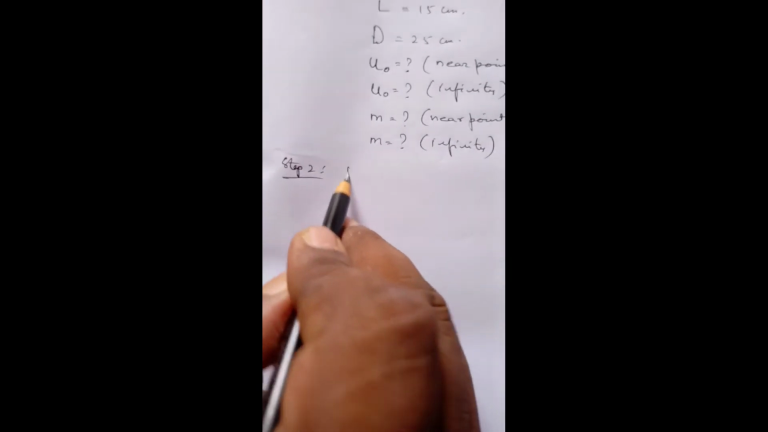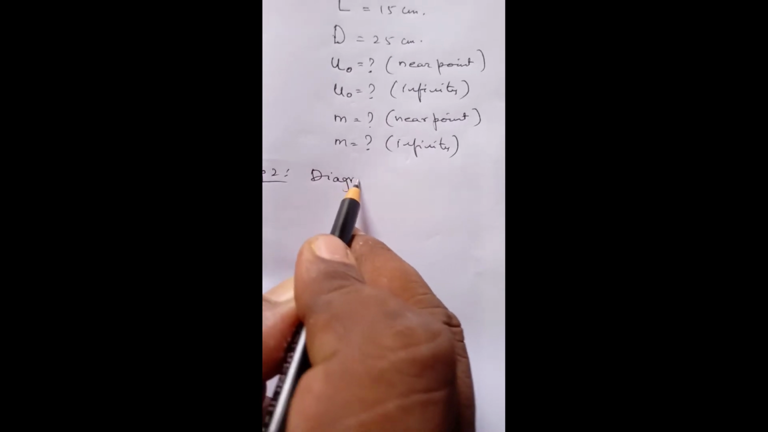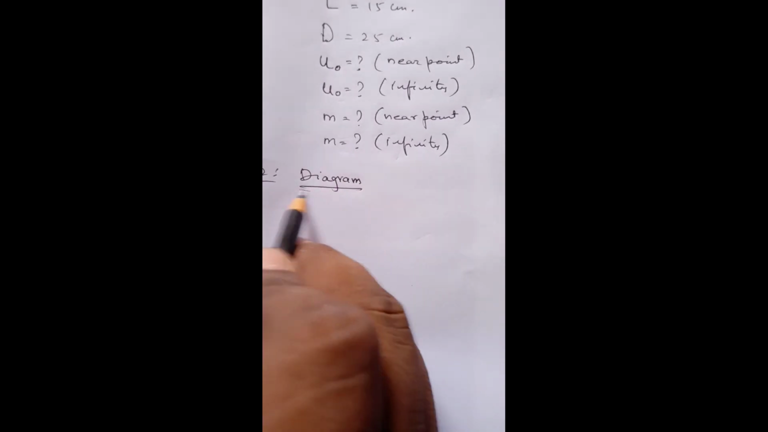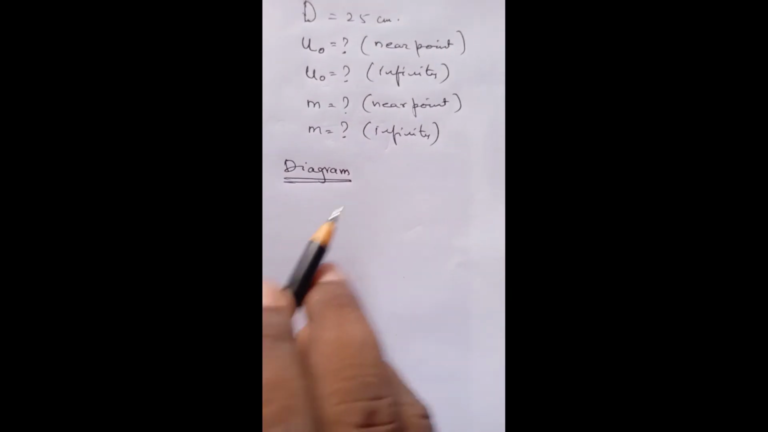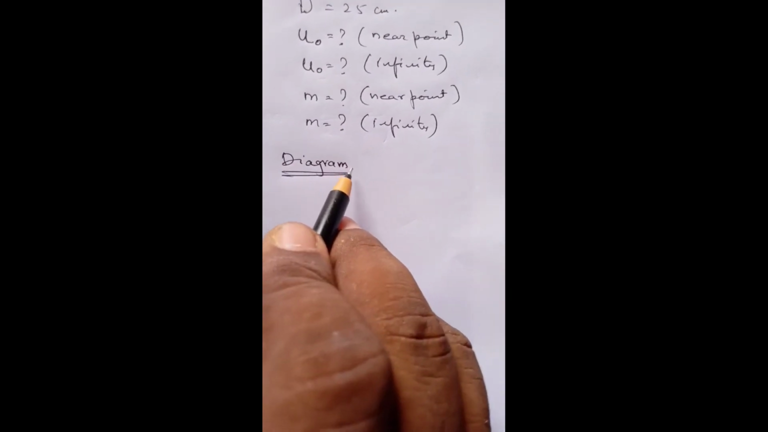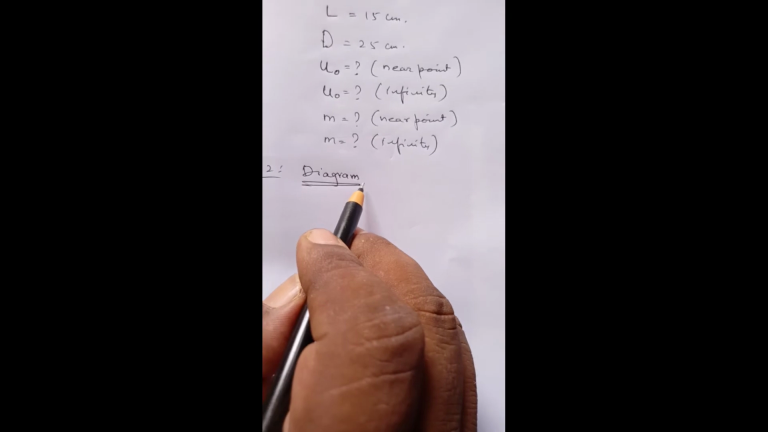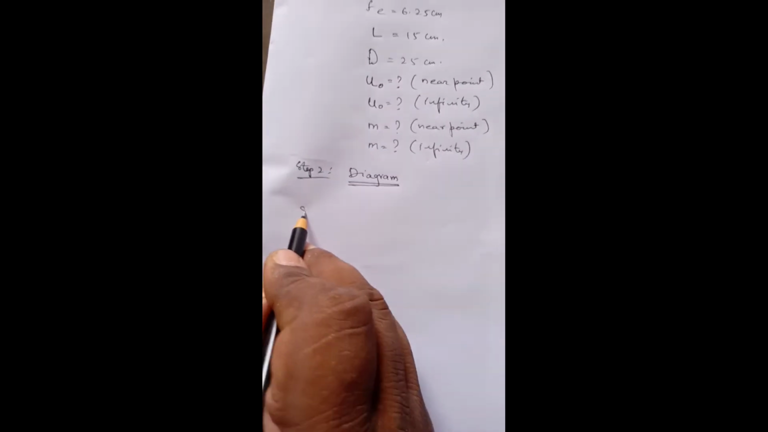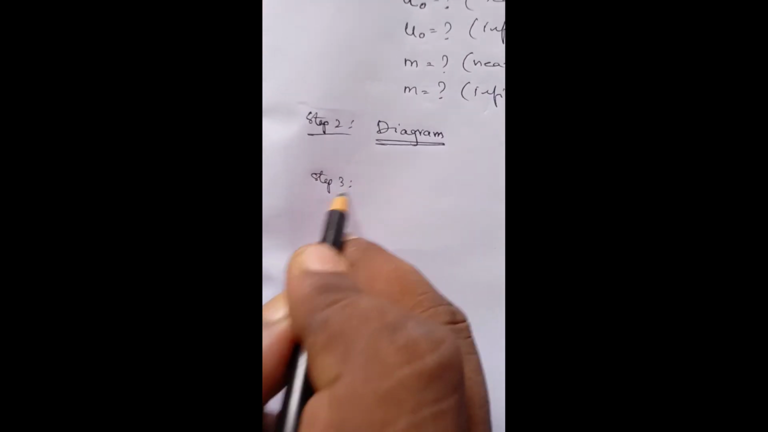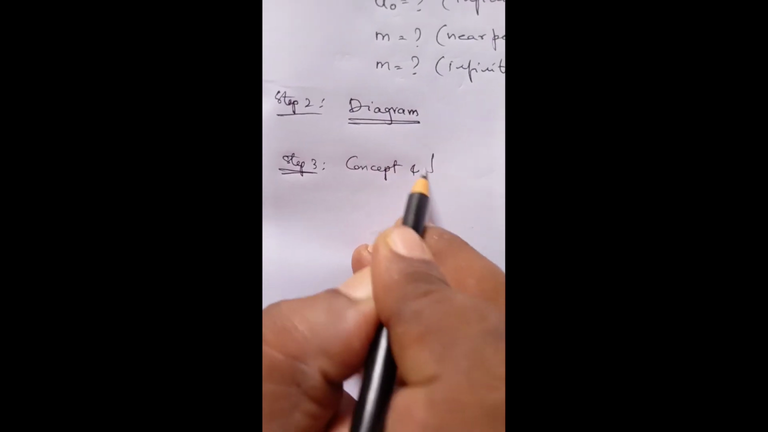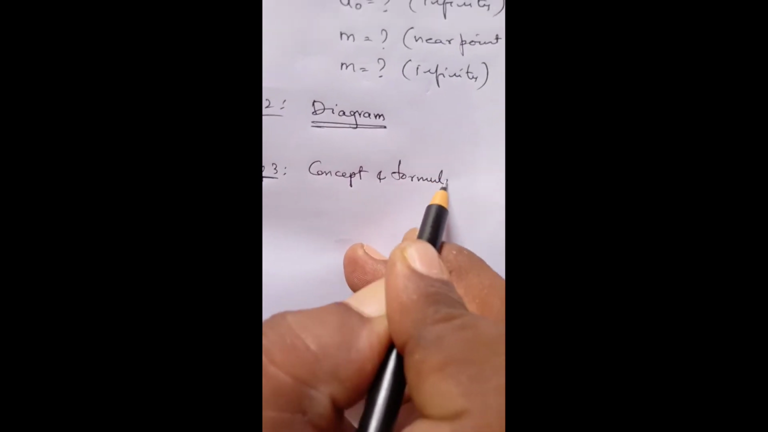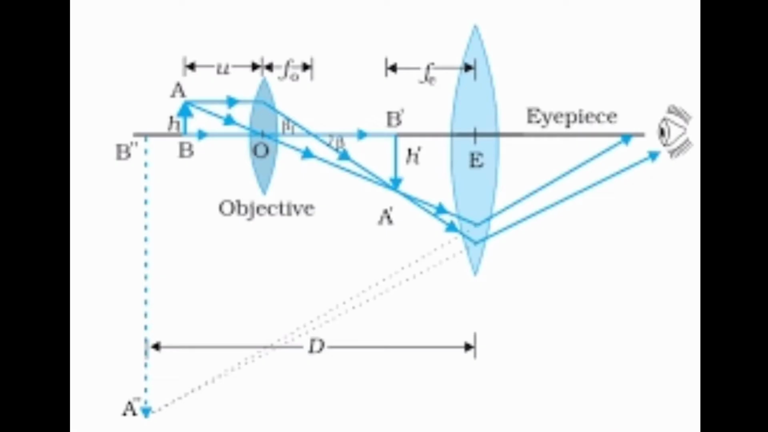Next, step 2. We need to draw the diagram for the appropriate situations. Here two conditions are there. That's why we need to practice the two diagrams. We need to be able to draw the two diagrams. When you draw the diagrams, then step 3, we need to apply the concept and formulas. So let me show that particular thing. We need to practice the diagram.